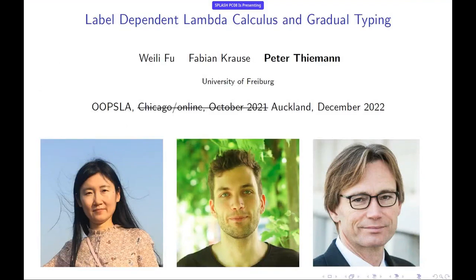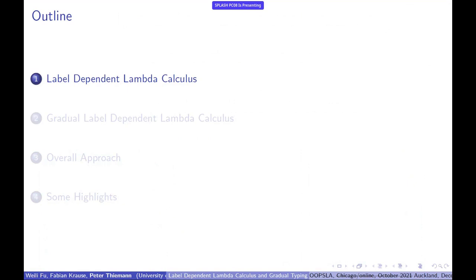Yeah, so happy to be able to present this paper to you on label-dependent lambda calculus and gradual typing, as Jonas just said. This is in collaboration with my postdoc Wei Li and my student Fabian and some younger version of myself, I guess.